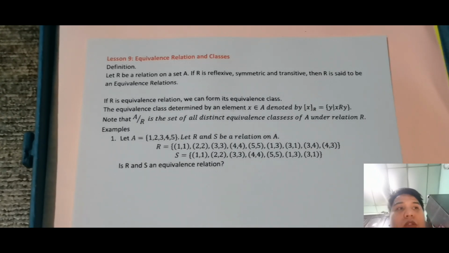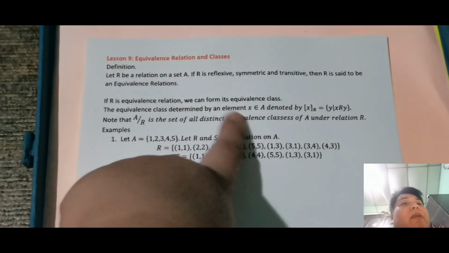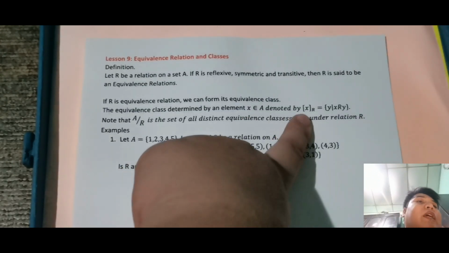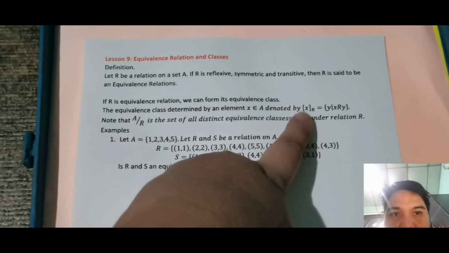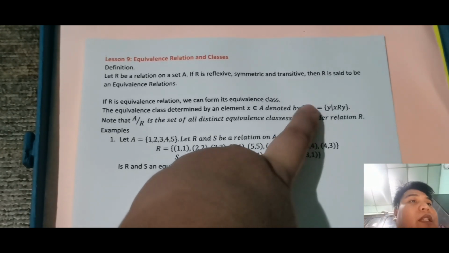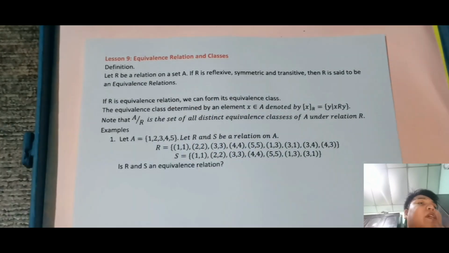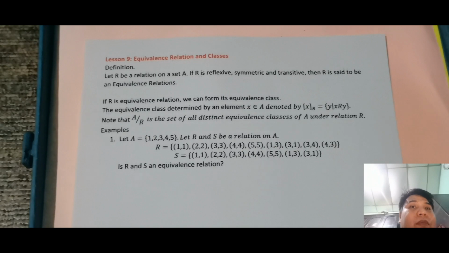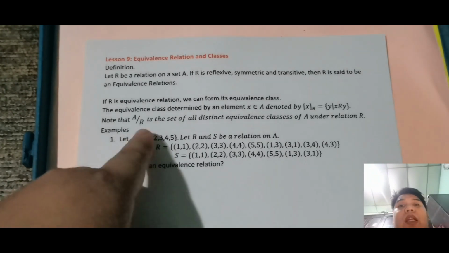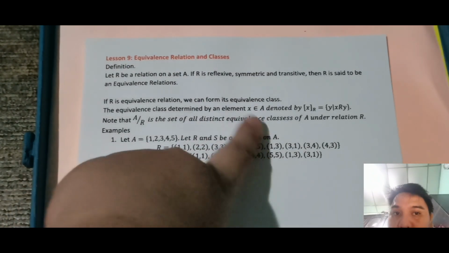Okay, so using finite set and using infinite set, makikita nyo paano ko gagawin yun. So let me explain. The equivalence class determined by an element x, element of A, is denoted by [x]. The equivalence class determined by x is equal to the set of all y such that x is related to y, meaning (x, y) is an element of R. Ganun kasimple. Importante pa rin dito yung word na related, so binabago natin yung word na related natin dito.